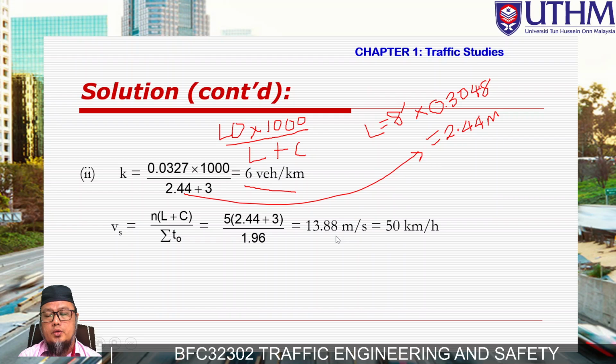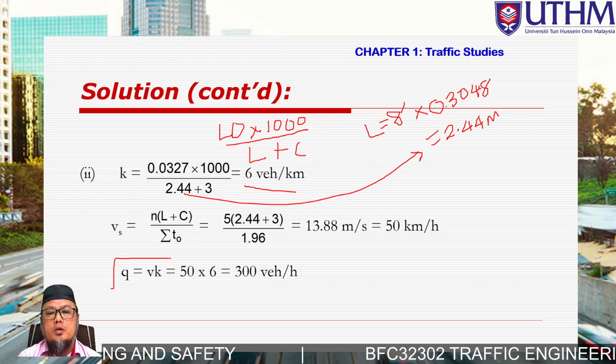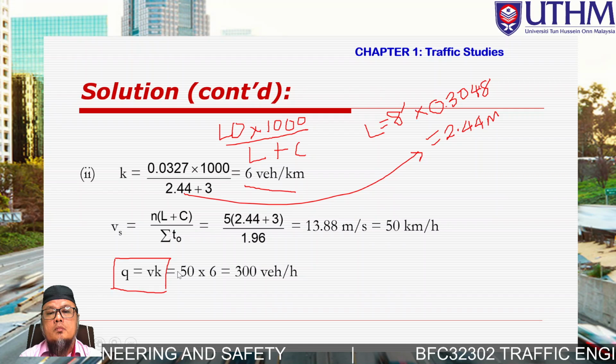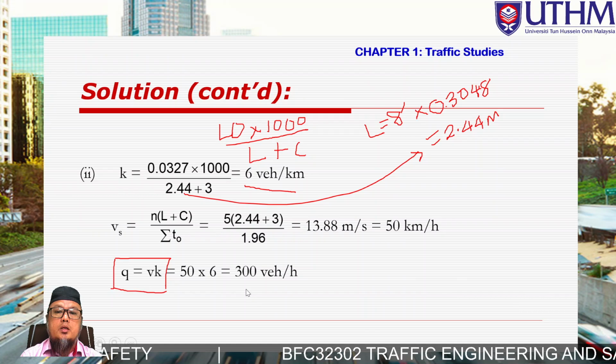Okay, next we can determine flow. So flow, as I mentioned before, we have this formula. Please remember this formula, it is quite basic. You have to memorize this one, like the formula for pressure, P equal to F over A. This one is a very typical formula. Similarly, flow equal to Vk. Please remember the very basic formula again and again. We obtain V, so we obtain K. So now we got the flow for this particular area is 300 vehicle per hour.